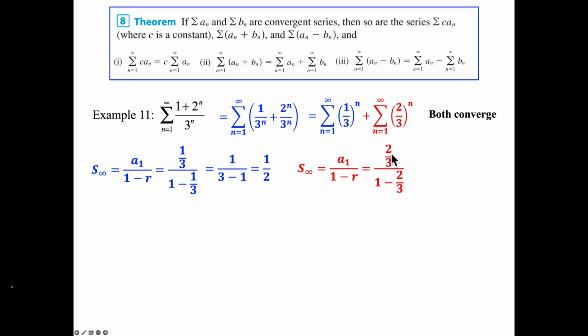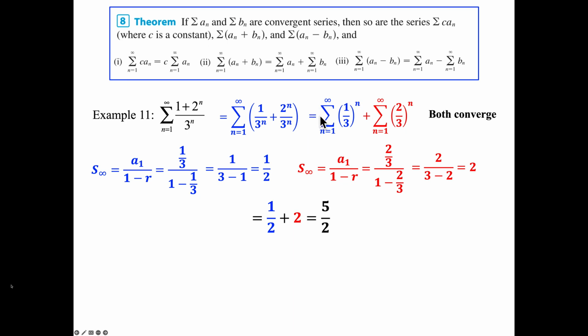Over here, put a 1 in for n. First term is 2/3. 1 minus 2/3 is going to give me 1/3, or 2/3 divided by 1/3. You can multiply by its reciprocal and get a 2, or multiply top and bottom by 3 to get 2 over 3 minus 2, which is a 2. 1/2 plus 2 is 5/2. So there's my infinite sum.